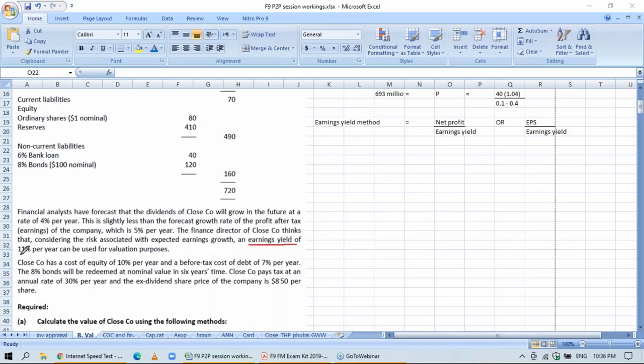Earnings yield of 11% per year can be used for valuation purposes. So using this data, we will calculate the market value. So 66.6 divided by 0.11. This gives you the market value of the company, which becomes 605 million.